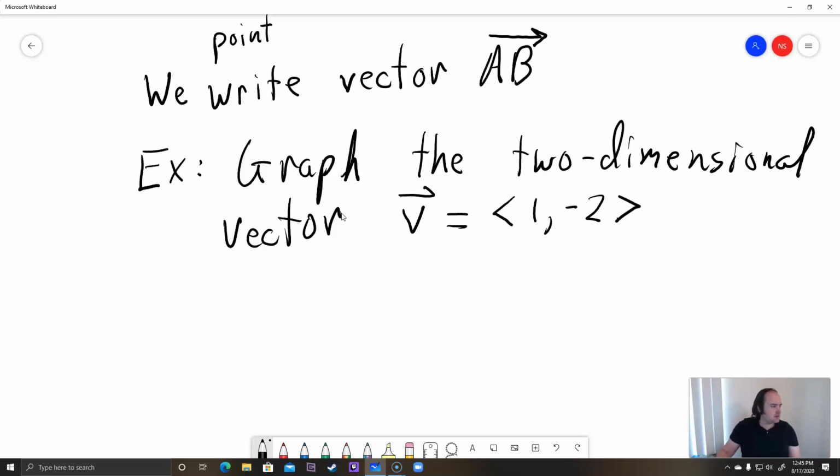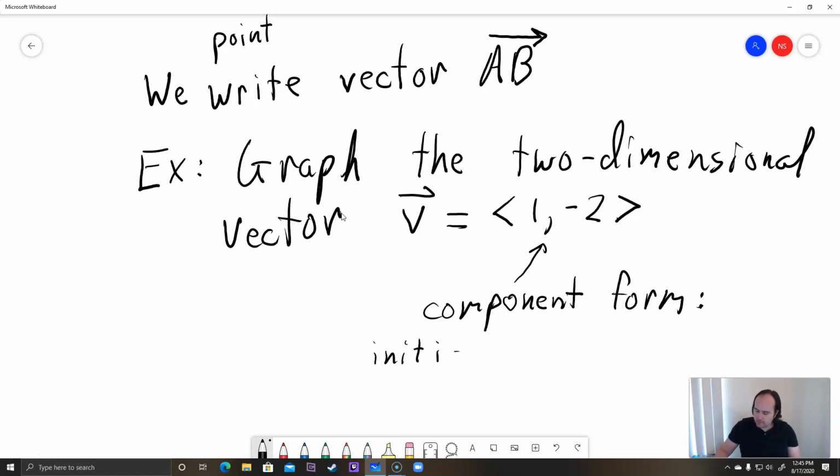Well, this is what's called component form. This right here is component form, where we have the 1, comma, negative 2. And what we're going to be doing with that is when you graph it, you have your initial point start at the origin. That's what the component form means. So the initial point is the origin, so it's 0, comma, 0.